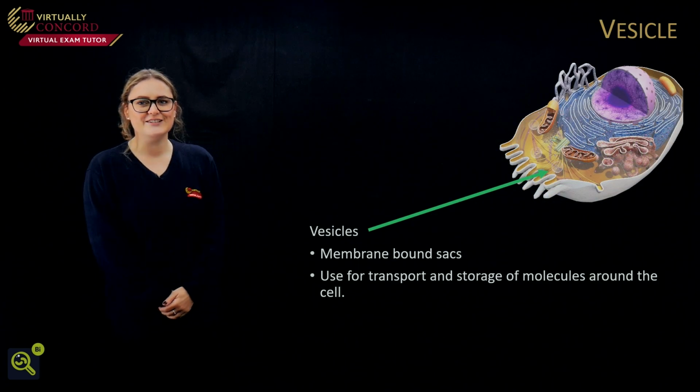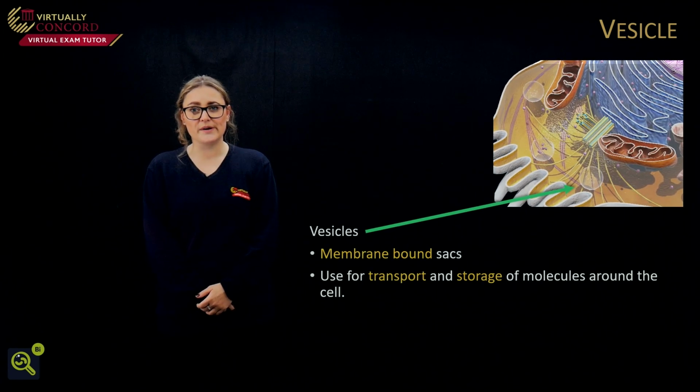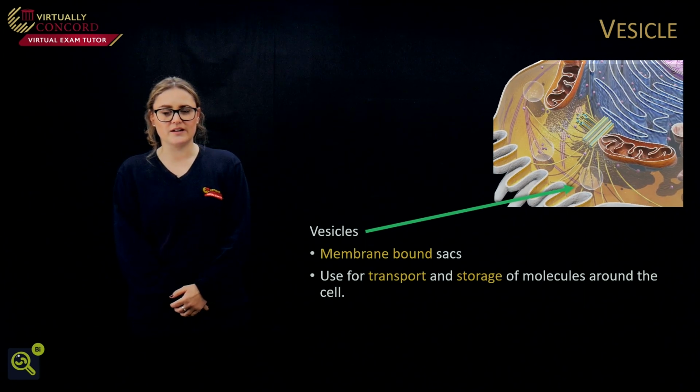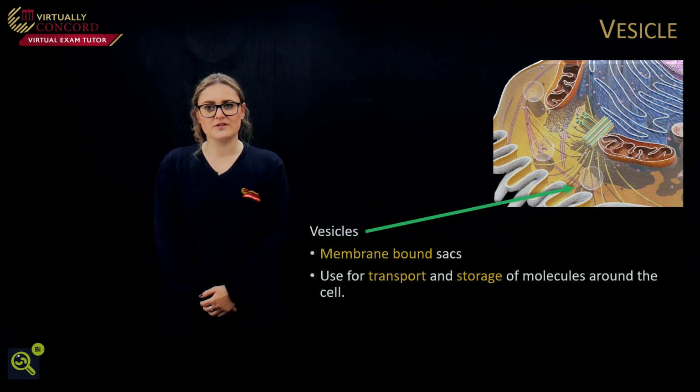Next up, let's have a look at vesicles. Okay, so these are membrane-bound sacs. They're single membranes, okay, in comparison to some of the other organelles that you will find. And they are used for transport and storage of molecules around the cell.